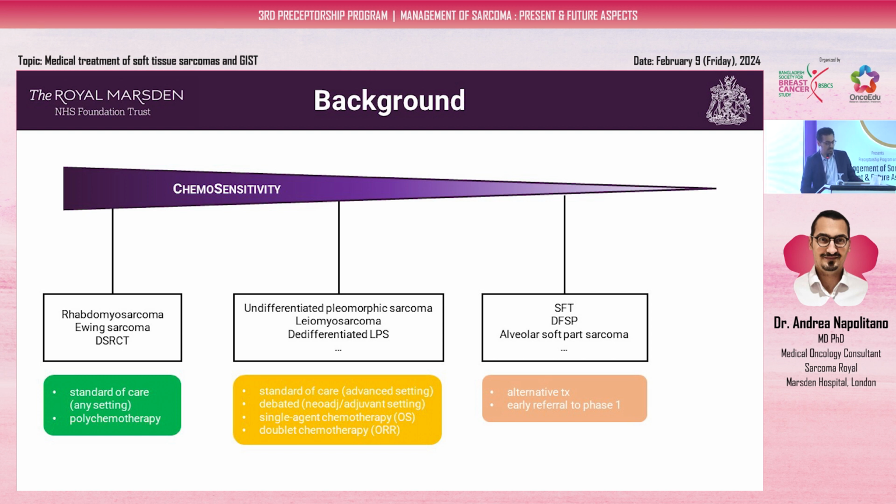We often use single-agent chemotherapy as our first line of treatment when the main goal of our treatment is overall survival. And we reserve doublet chemotherapy for those cases where tumor shrinkage, so achieving an objective response rate, is our main goal. For sarcomas that are not particularly chemosensitive, sometimes we can consider alternative treatment options, for example tyrosine kinase inhibitors or immunotherapy, as in the case of alveolar soft part sarcoma. And at the Marsden, we often consider early referral to phase 1 as well, because when you don't have active treatments, at least this could be a good avenue to have more opportunities.